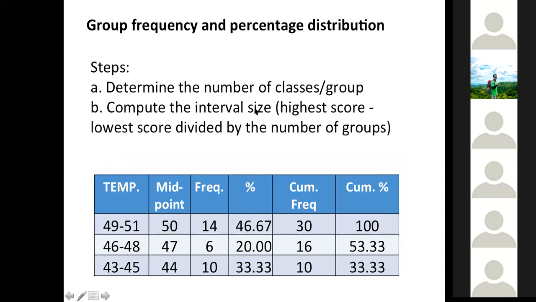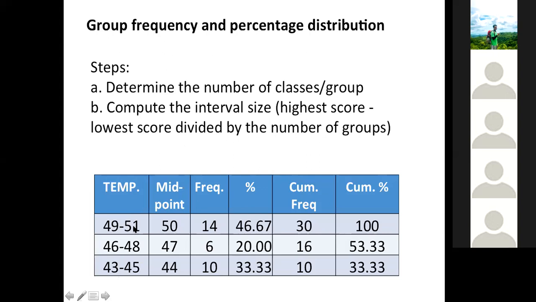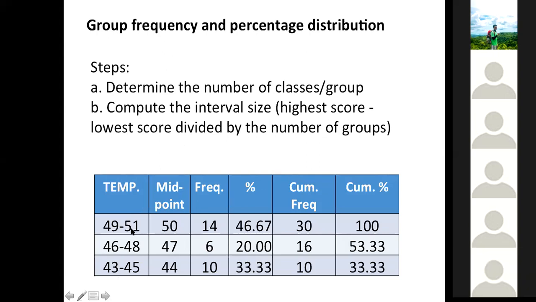And then compute the interval size: the highest minus the lowest, divided by the number of groups. So 43 and 51, what is the difference? 51 minus 43 is 8. 8 divided by 3 because you want 3 groups, so it's about 2.67 or 3. So we will have an interval of 3.